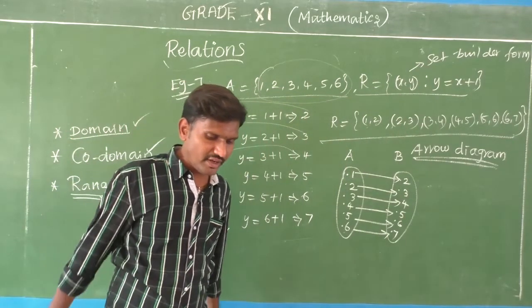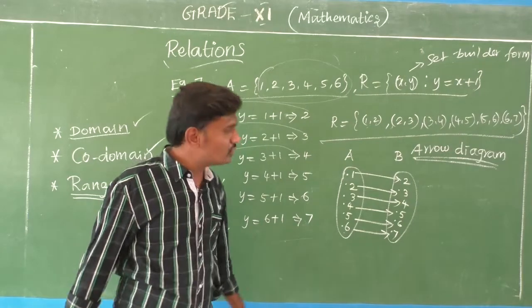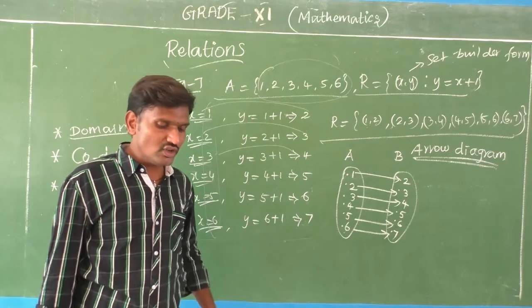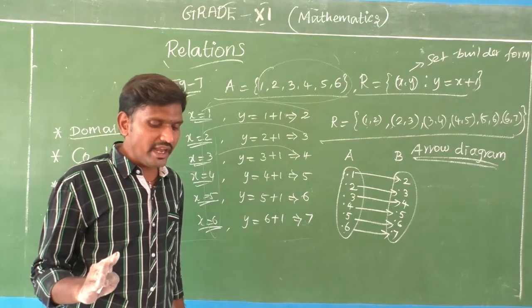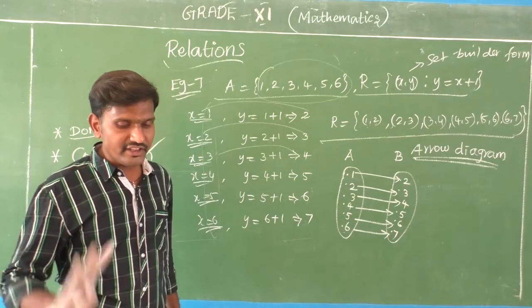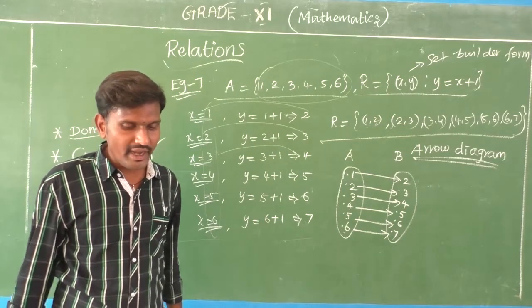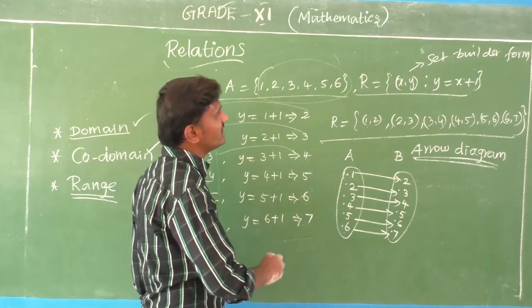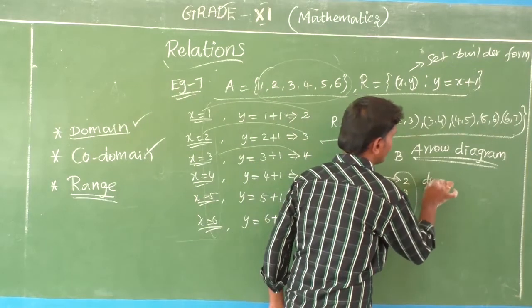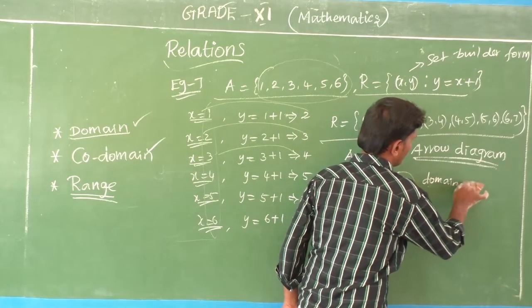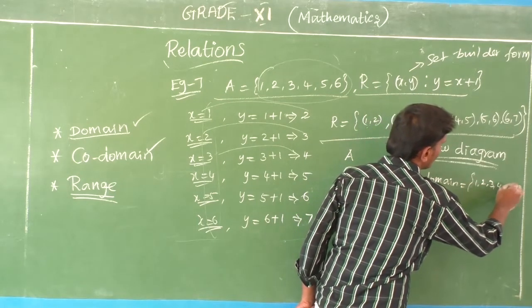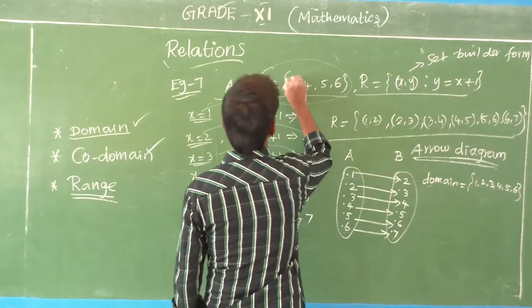So first we depict this relation using an arrow diagram, and that is complete. Now the second question asks us to write the domain, codomain and range. Now listen. Domain first: the domain is 1, 2, 3, 4, 5, 6. So this is your domain.